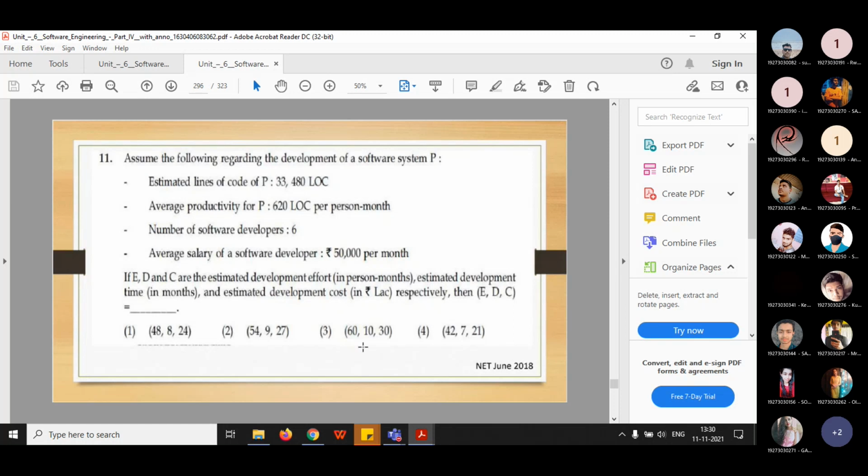Among these four options, which will be the correct answer? Just try. If you don't understand, then I am going to explain. Just before that, have a look at this question. These questions are very important. They will definitely come in your exam, whether you are giving an MCQ test or an offline exam. So understand these concepts.